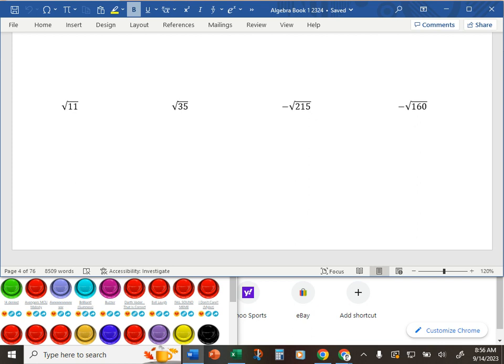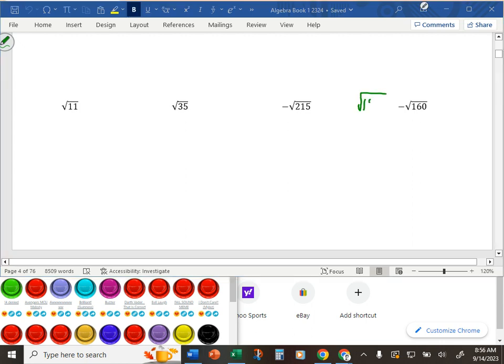You want to do one? Sure. Let's do negative 160. So negative 160, we're still going to look at those perfect squares on either side of it, root 144 and root 169, which we know is 12 and 13.